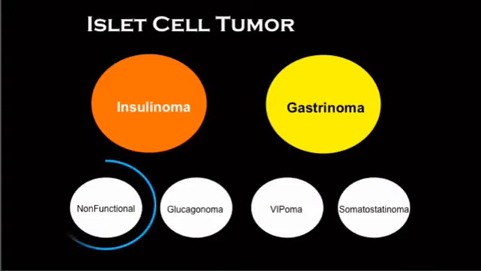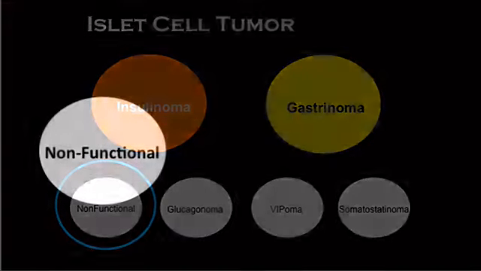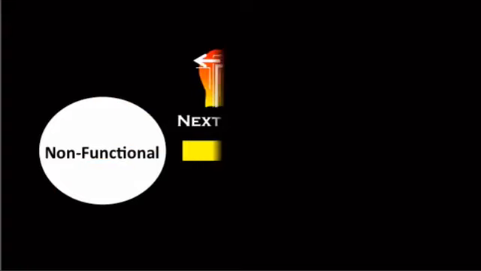Now let's talk about non-functionals. Remember, these guys are big and bad. They typically present late because they don't have a syndrome associated with them, so they have a bad outcome. So what is the next step? And by that I mean, what test do you want to order for this? So this is sort of like the insulinoma also in that it's sort of non-functional, so maybe it doesn't have the proliferation of the receptors that you would normally expect. So what test are you going to use for that?